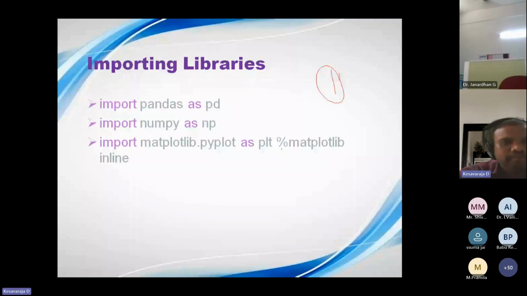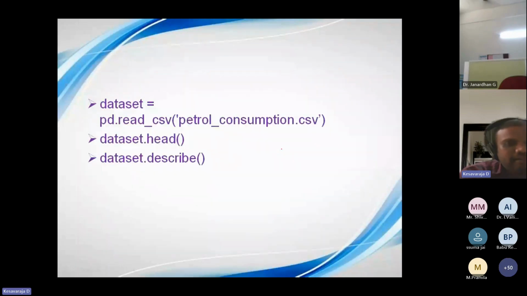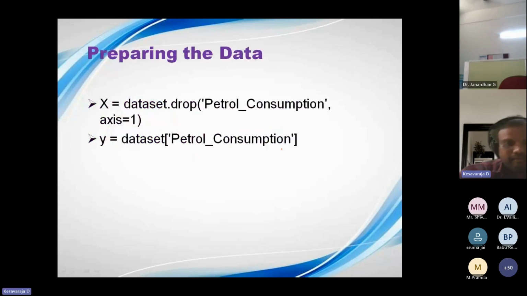Step number 2, I have downloaded the data set from my dataset URL, and then I will place it inside my folder or Google Drive. Then I will write dataset equal to pd.read_csv petrol_consumption.csv. Now my handler is pointing to my dataset. So step number 1 is to import packages, and step number 2 is to read data from the dataset. This dataset, petrol_consumption.csv, is pointed to by my handler.